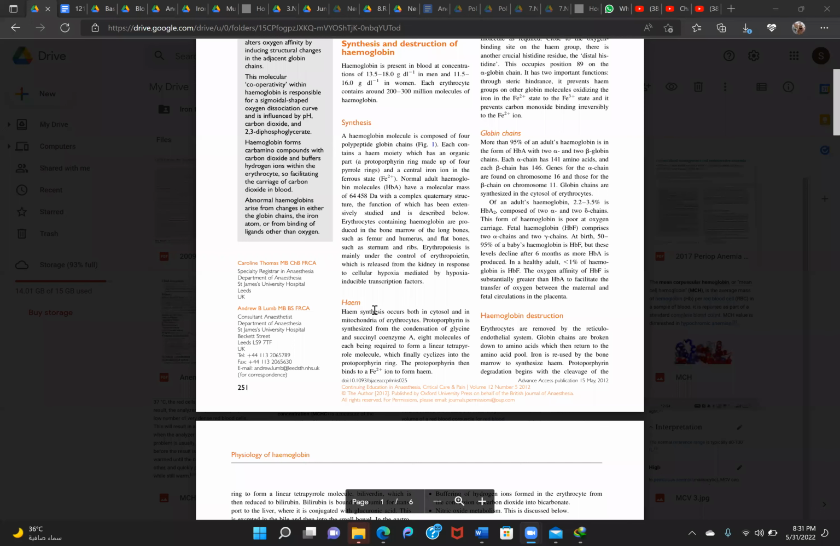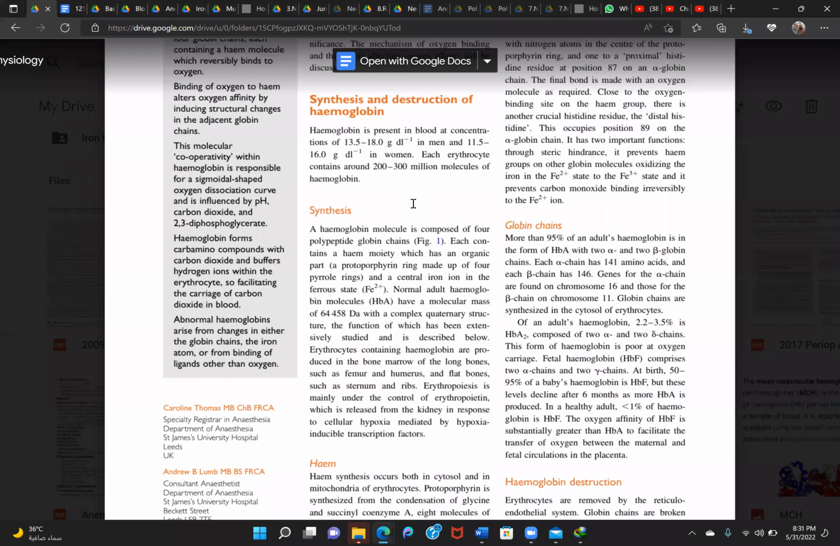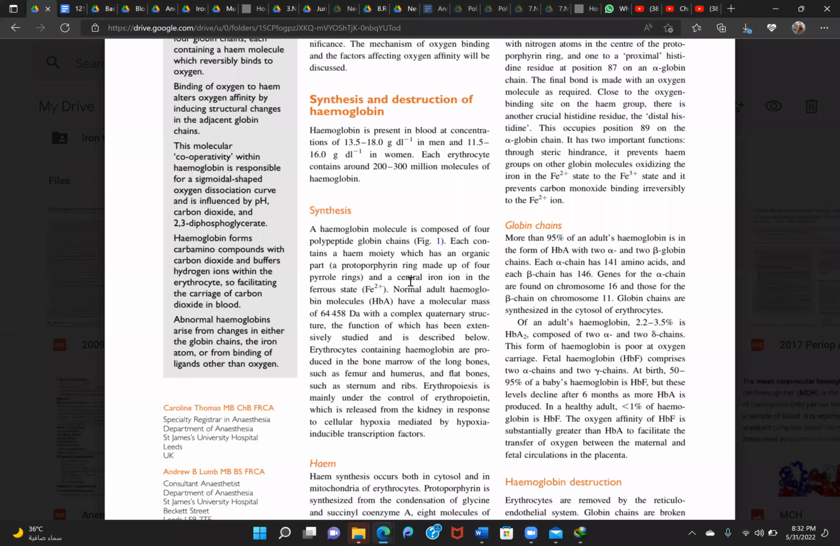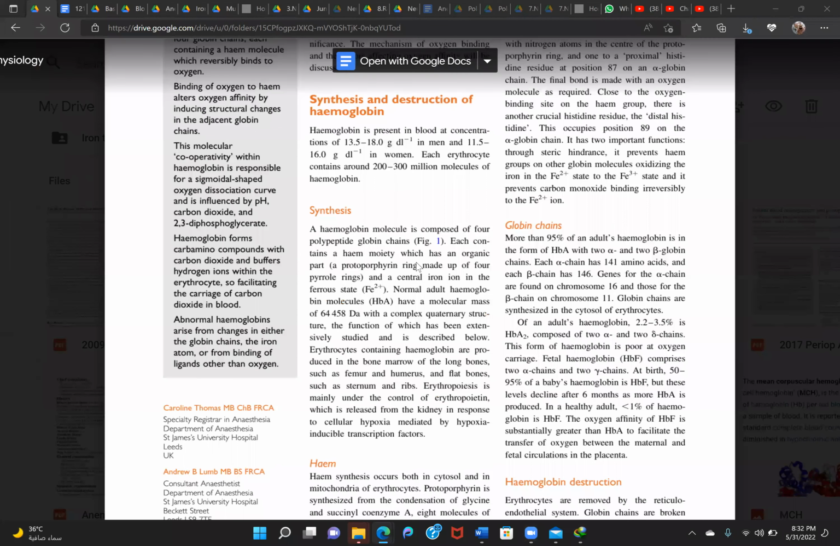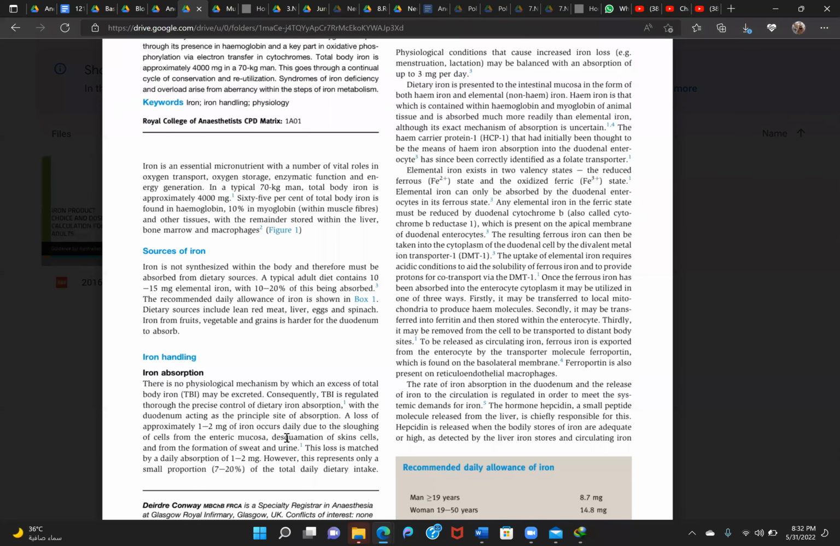Before going into the hemoglobinopathies, some words about the structure of hemoglobin. Hemoglobin is composed of heme and globin. Globin is an amino acid chain protein, and heme contains iron. Yesterday I was discussing iron metabolism. Dietary iron is absorbed in two forms: one from animal sources and one from plants, like elemental iron. The heme iron is the one which is important for the synthesis of hemoglobin.